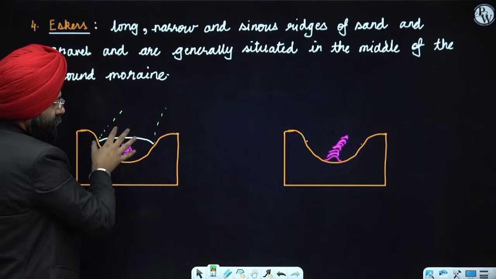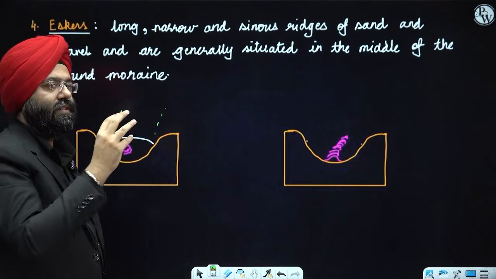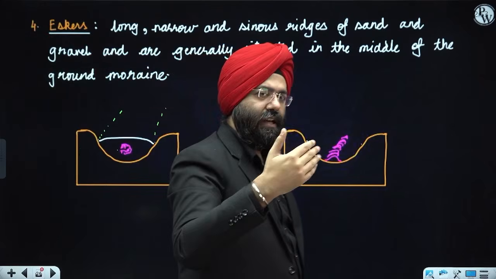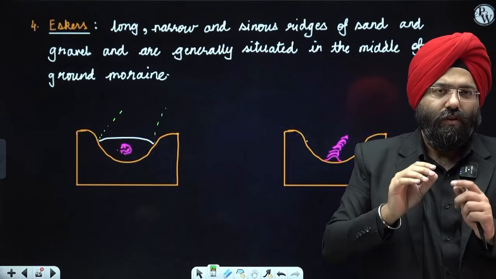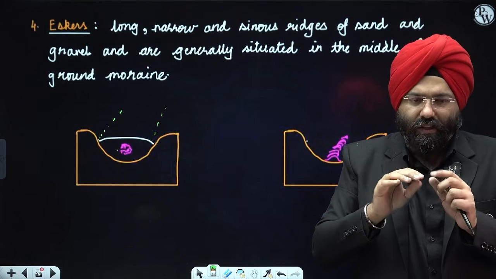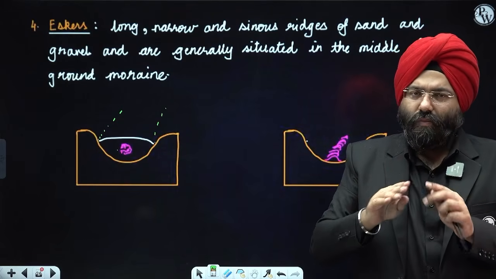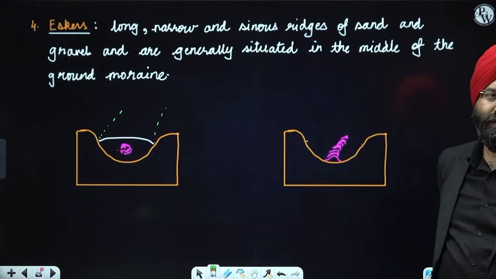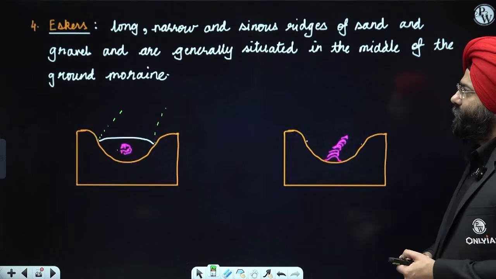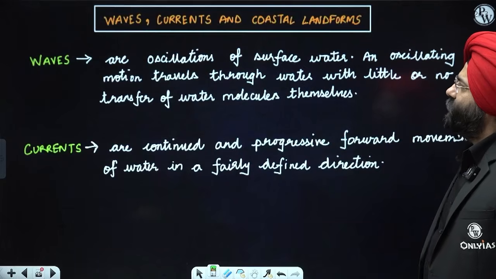The glacier is moving down. Within the glacier inside, they have this debris, and when the glaciers recede, those particles basically settle down, and they are in the shape of a ridge. Not very tall, they might be very long, not very tall, but a ridge-like structure that is formed. And this ridge-like structure is known as eskers. Clear? Okay. Waves, currents, and coastal landforms.